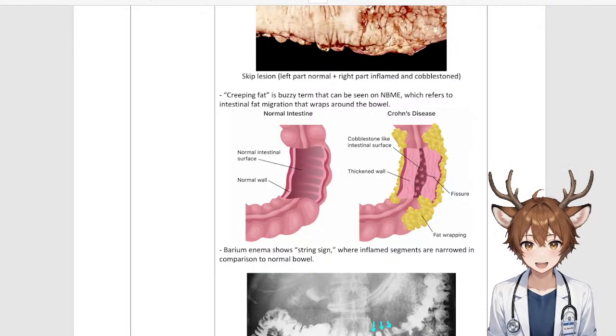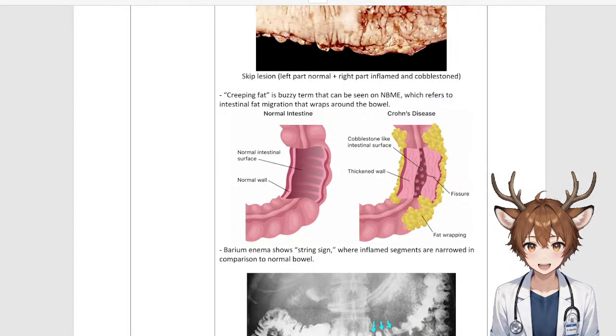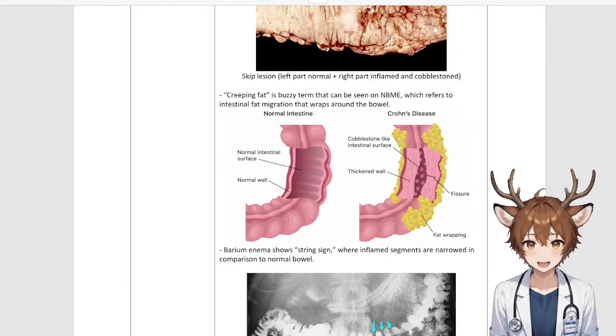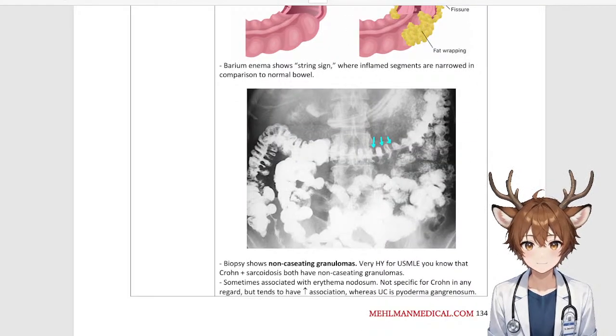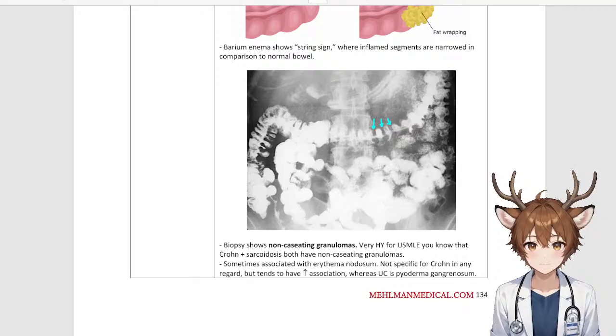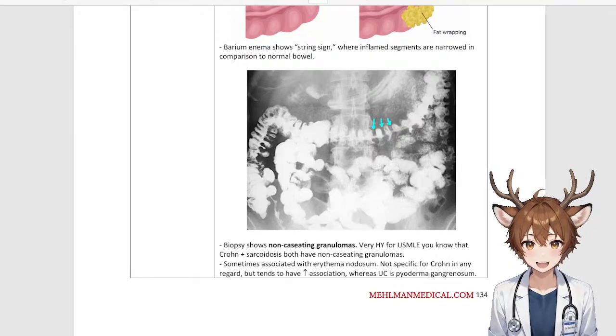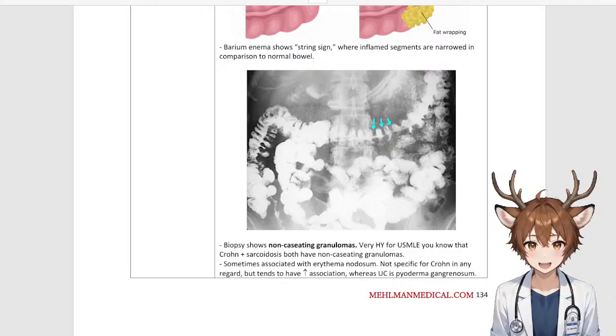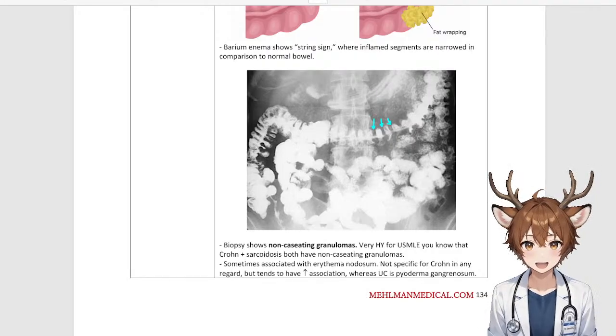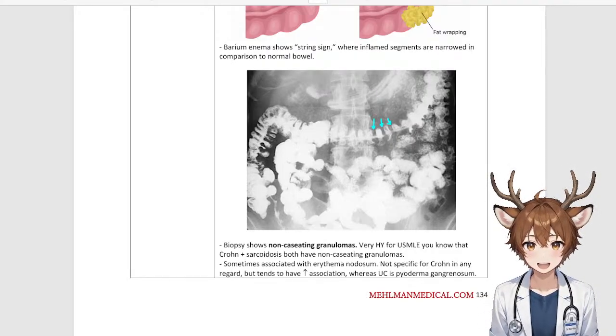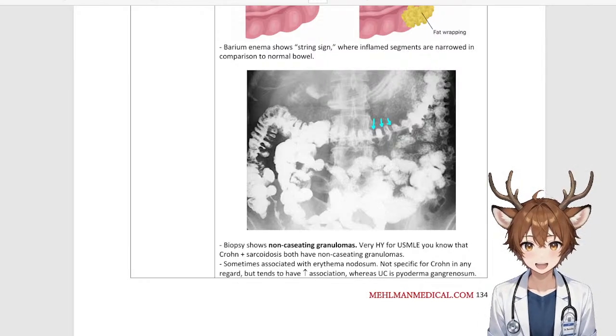A barium enema shows a string sign, where the inflamed segments are narrowed in comparison to the normal one, as you can see right there. Biopsy shows non-caseating granulomas, very high yield for USMLE. You know that Crohn's disease plus sarcoidosis both have non-caseating granulomas. So non-caseating would be Crohn's disease and sarcoidosis.